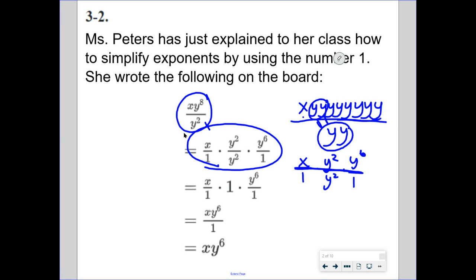But she separated them out that way, and of course I can't erase this without, maybe. She separated it that way so that she could get rid of this right here, because she noticed that y to the second power over y to the second power is the same as 1. And that just gets rid of those values. So I come to this part here, and I just get x times y to the 6th power. Make sense? Okay. Well, you're going to prove it now.